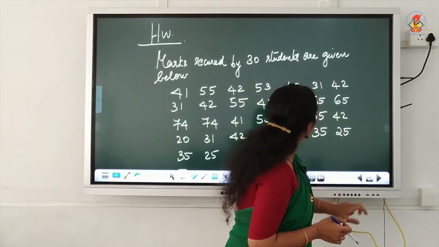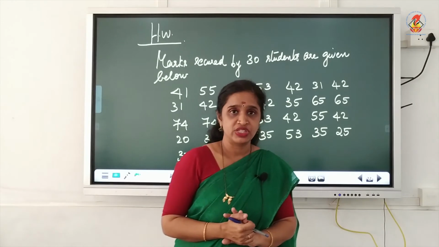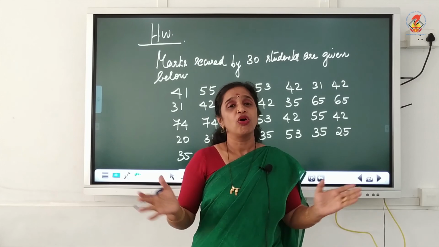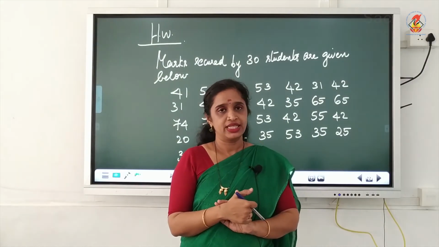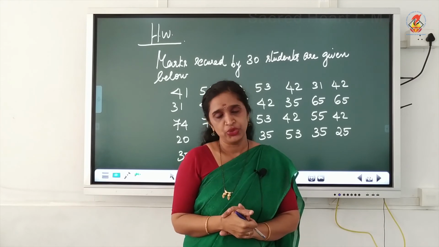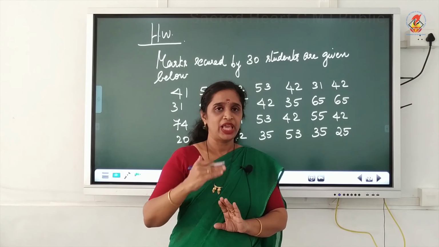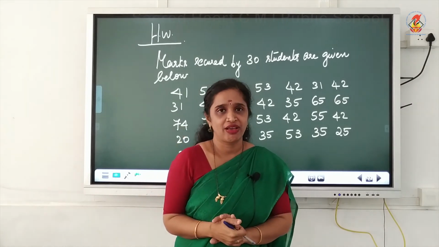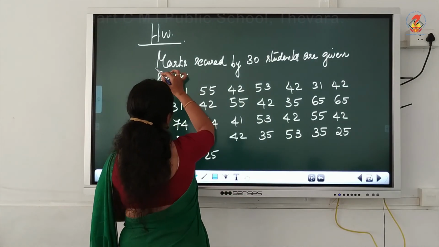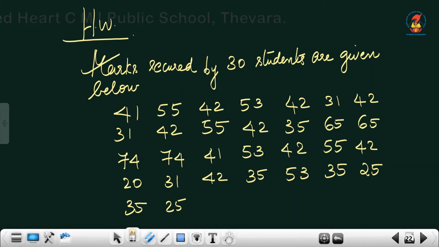Now, with this, we have come to an end of this chapter, and there is a homework for you. Based on all the topics that we have learned in the chapter together, I have framed a question for you, and if you do this question, you will be able to reach out to all the topics that we have learned. So try it out. This is the question. Marks secured by 30 students are given below. You can have a look on the data given here, and I'll read the marks obtained by 30 students.